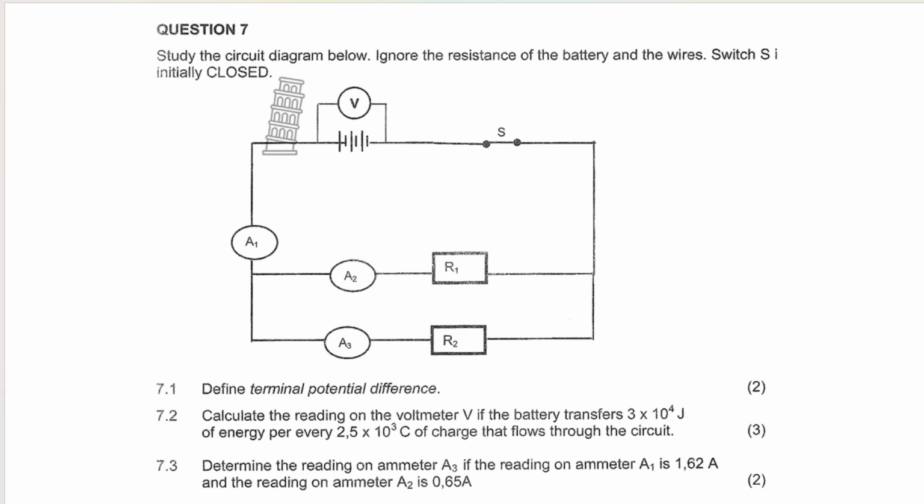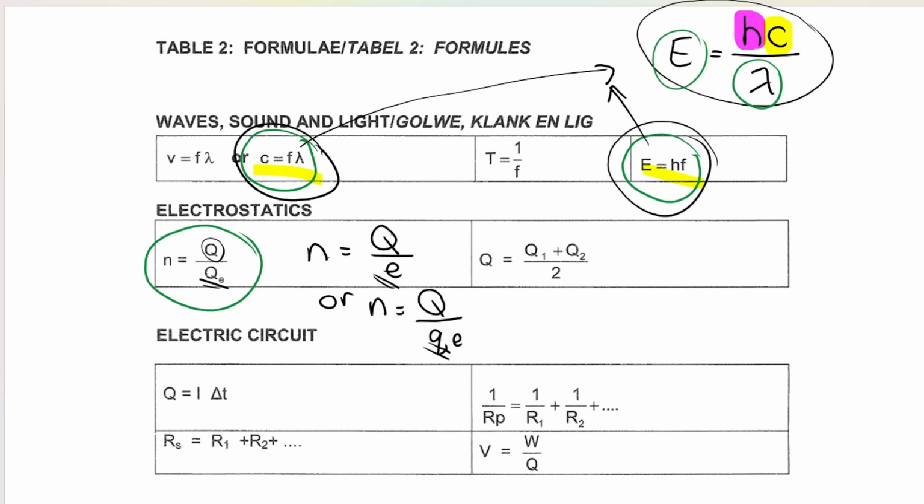Okay, cool. Calculate the reading on the voltmeter V if the battery transfers 3 times 10 to the power 4 joules of energy for every 2.5 times 10 to the power 3 coulombs of charge that flows through it. Now, you should recall from our electricity lesson that another definition for potential difference is the amount of energy per unit charge, or the amount of work done per unit charge. That is the formula for voltage. I hope that you can recall that lesson, and if you haven't watched it, I do suggest you go watch it.